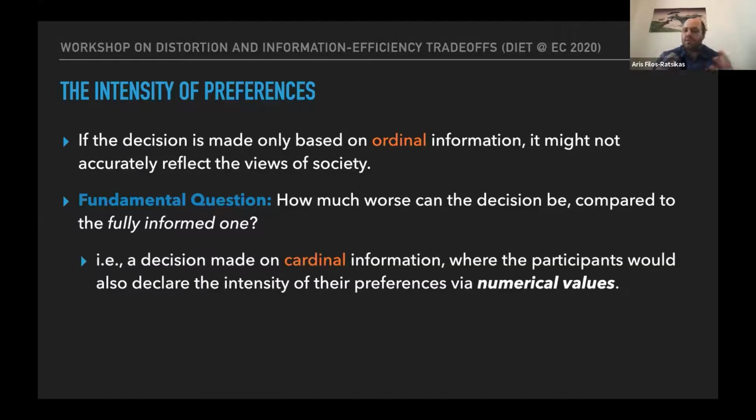More generally and a bit more formally, we will assume that there are some underlying cardinal valuations, some cardinal information that the participants have for all the different outcomes. These are numerical values, which indicate not only which outcomes they prefer to which, but also by how much. This is what I mean by the intensity of the preferences. The point is that we do not have access to this information, but this information exists.